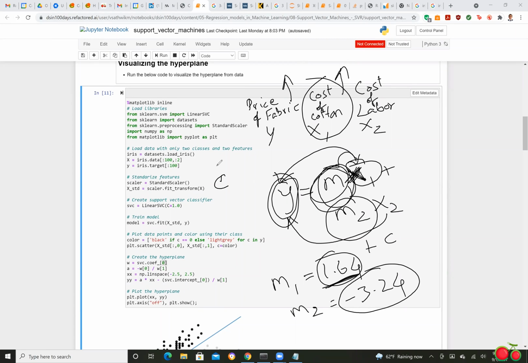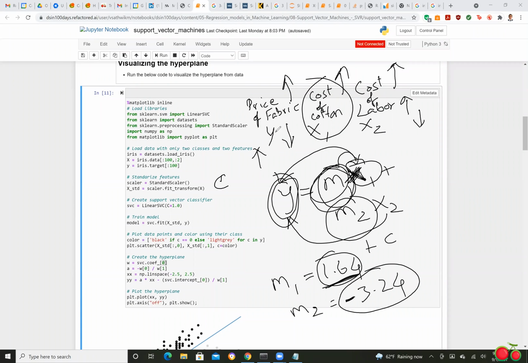But inverse relationship means here, if it is minus 3.24 in M2's case, the cost of labor goes up, price of fabric will come down, because it's negative in influence. That's the inverse relationship. So whenever you see a negative coefficient, know that the relationship is inverse. If the predictor increases, the target will decrease. If the predictor decreases, the target will increase. It has a negative influence on the target.